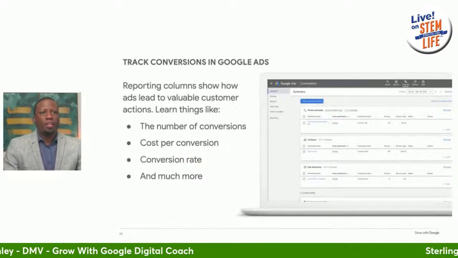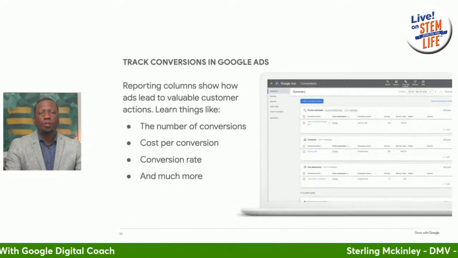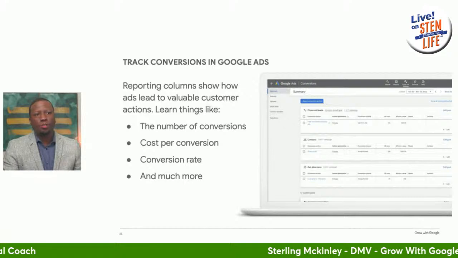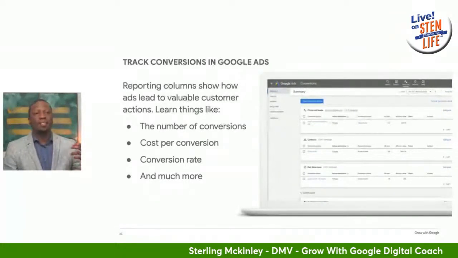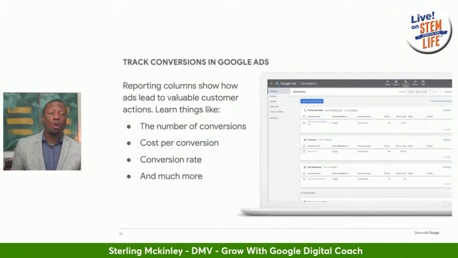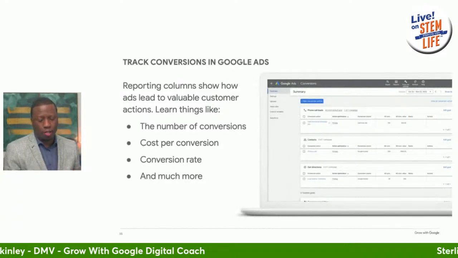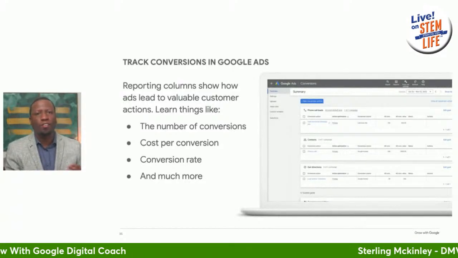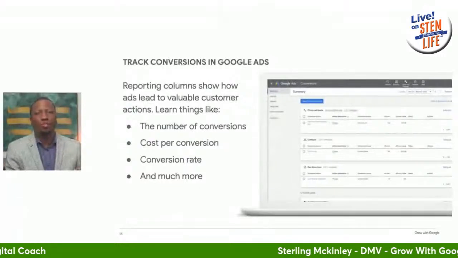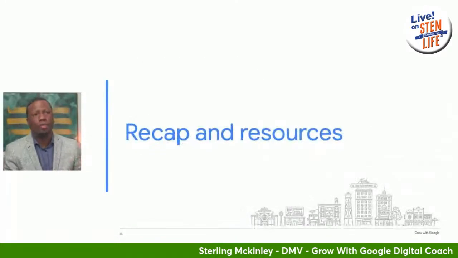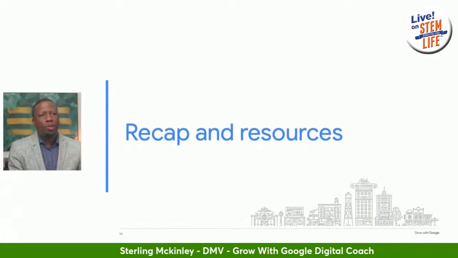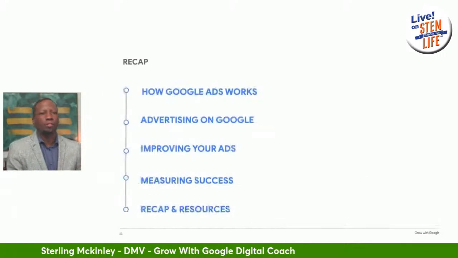Tracking conversions in Google Ads. Reporting columns show how ads lead to valuable actions, like the number of conversions, the cost per conversion, conversion rates, and much more. Once again, there's so much information in Google Ads where you can track conversions and what's happening with your campaigns. Moving on to recap and resources.